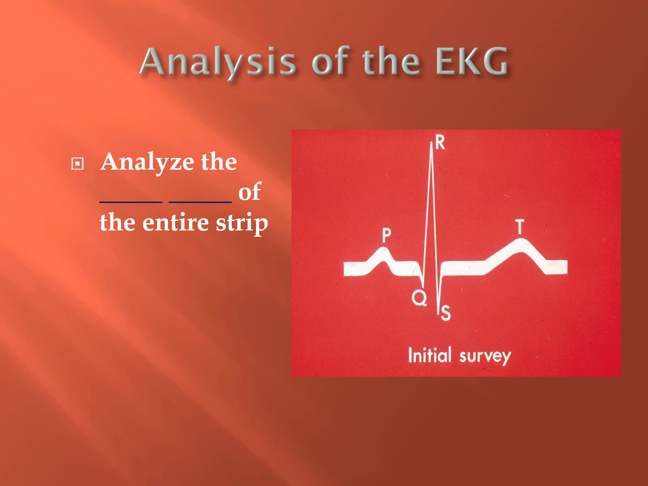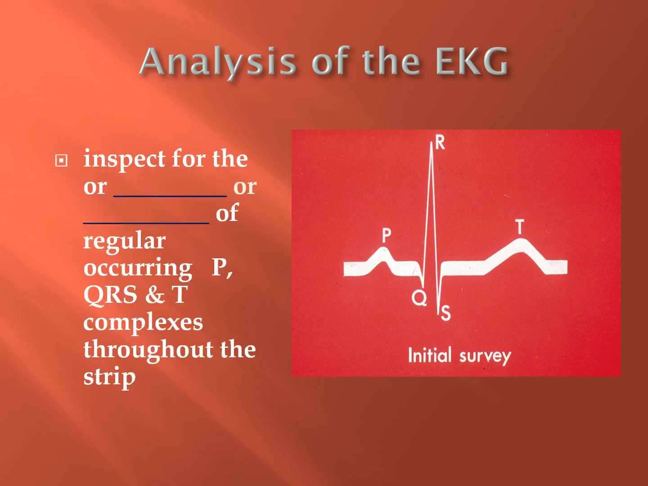So we need to analyze or use a visual survey of the entire strip. Once again, we need to do a visual survey of the entire strip. We can't just look at one PQRST and then call it good and move on to the next thing on that patient. We need to look at the whole strip and see if there's any abnormality otherwise.